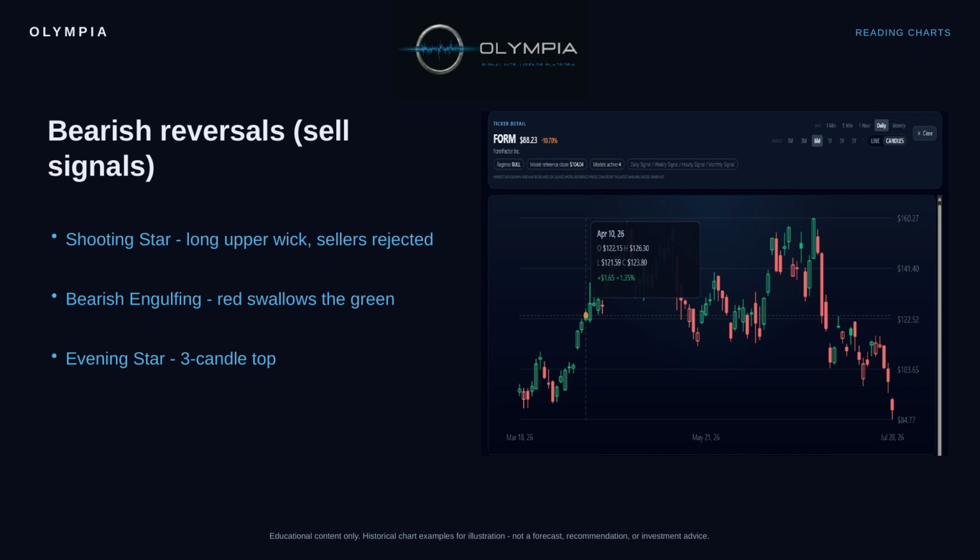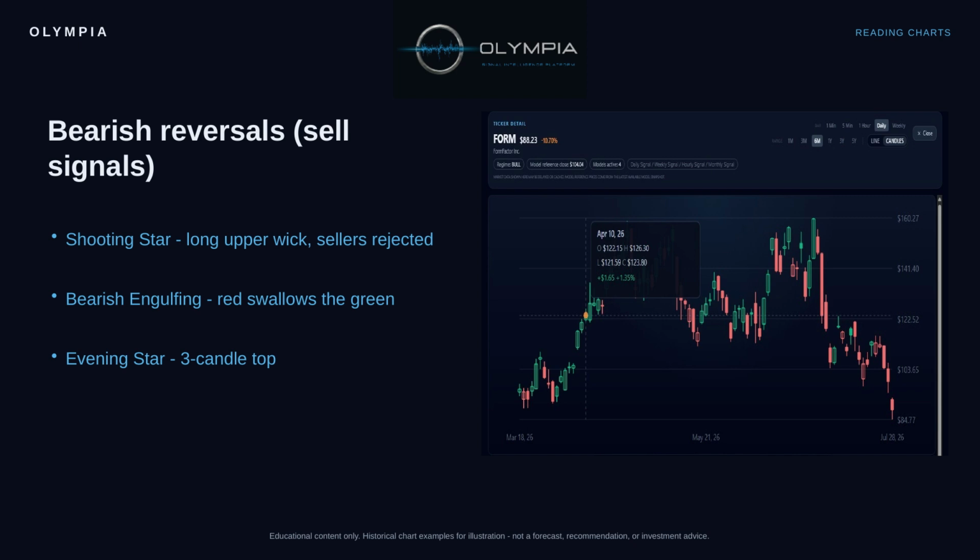Now flip it over. Same ideas for the downside. The sell signals. First, the shooting star. A small body with a long wick on the top. Buyers tried to push price up. Sellers rejected it hard, drove it back down before the close. It's the hammer, but it's upside down. Second, bearish engulfing. A big red body that swallows the green one before it. And third, evening star, long green, small, indecisive candle, then a deep red one. Top of the market version of the morning star.